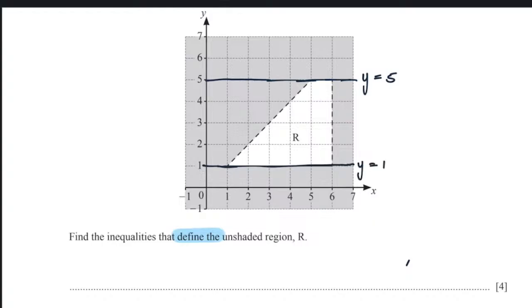You can see that both of them were solid. Also check them to say, oh, they were solid lines. So I'm going to say it's the line y equal to 5 and the line y equal to 1, and these are solid lines. That's also important. They are solid lines.